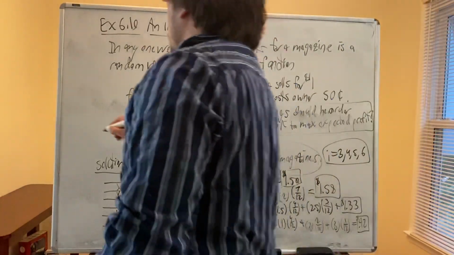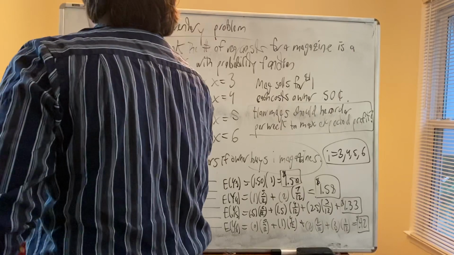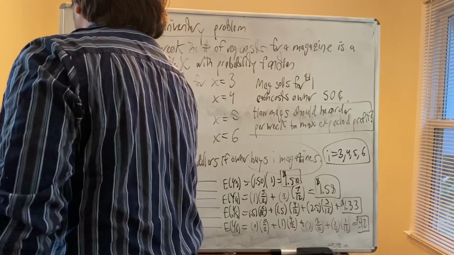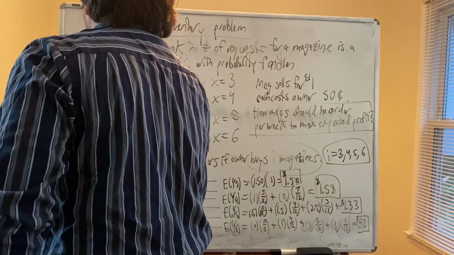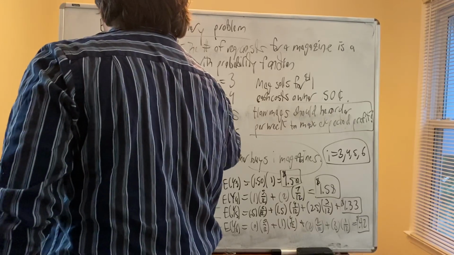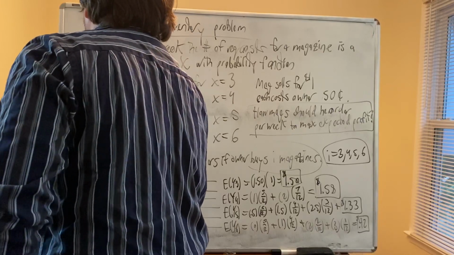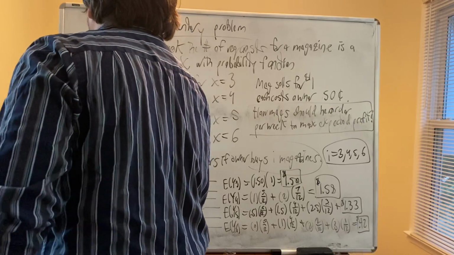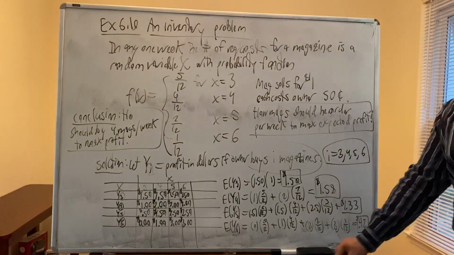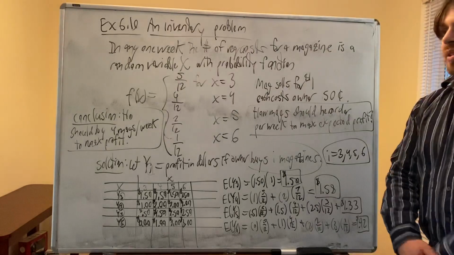Okay, so the conclusion is he should buy 4 mags per week to max profit. Okay, and so that's the answer to example 6.10. He should buy 4 mags per week to maximize profit.